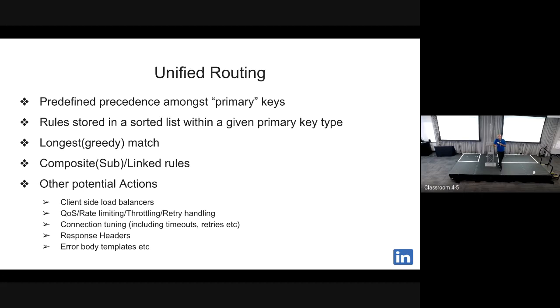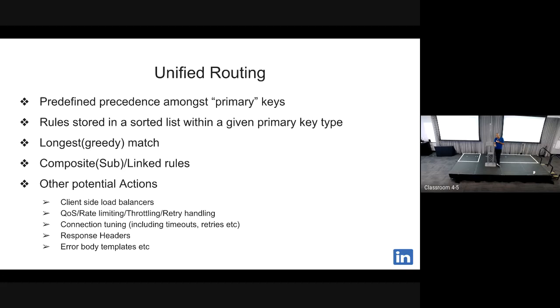So meaning, once you match the criteria, if it doesn't hit the 1% dice that you threw, you look for the next 1% and send it to this other origin if it's configured. So basically it links rules together, so actions together for the same set of criteria. And this can be extended to many different features, like client-side load balancers.